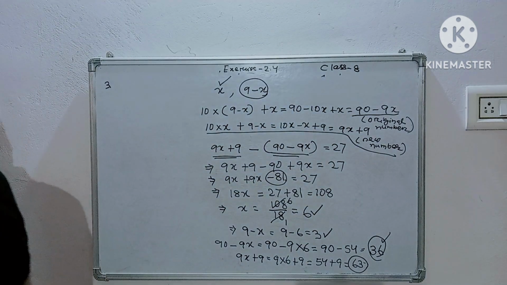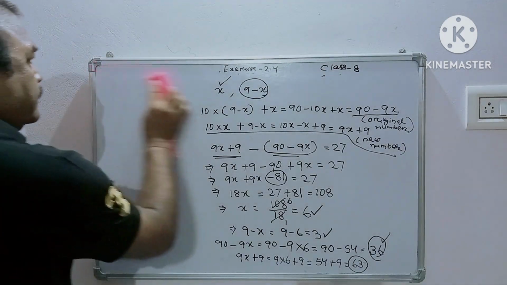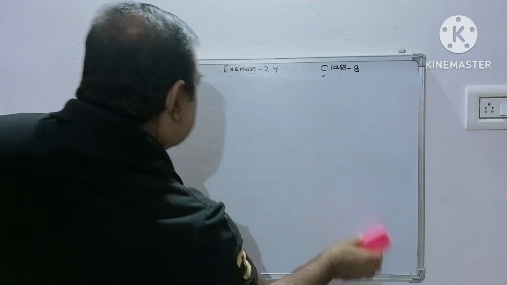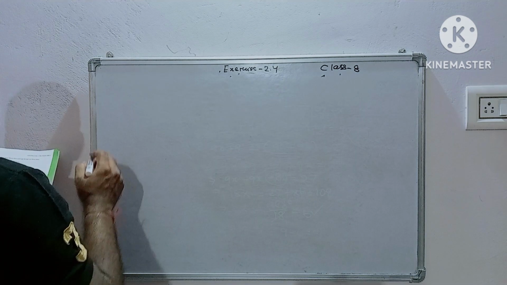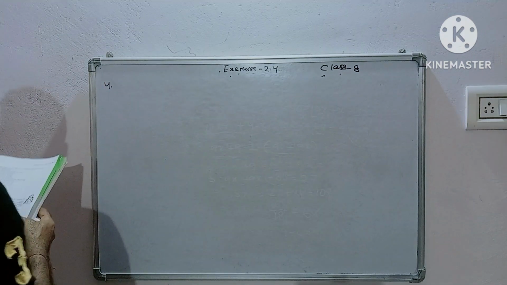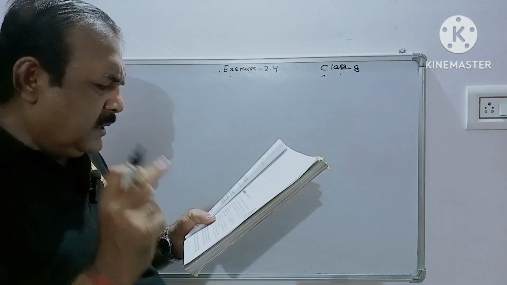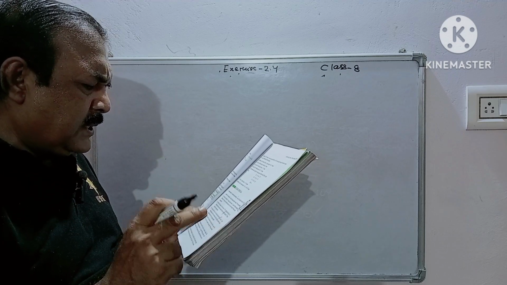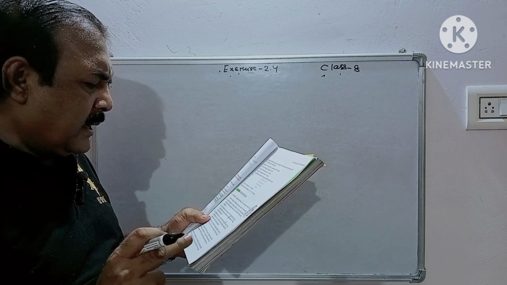Let us move to question number 4. One of the two digits of a two-digit number is 3 times the other digit. If you interchange the digits of this two-digit number and add the resulting number to the original number, you get 88. So what is the original number?